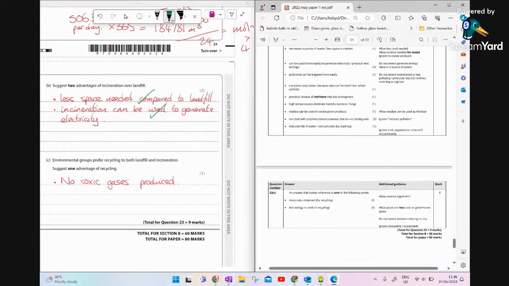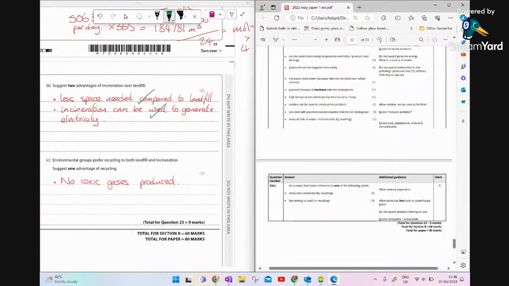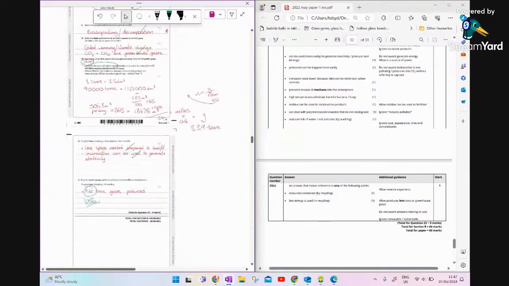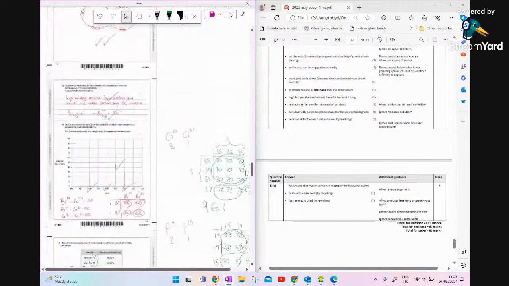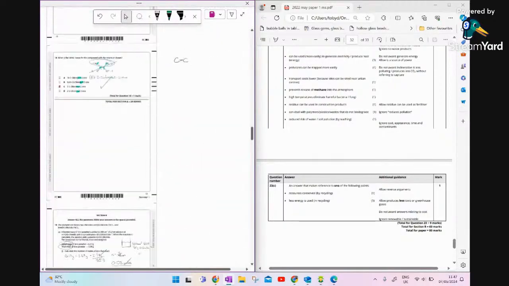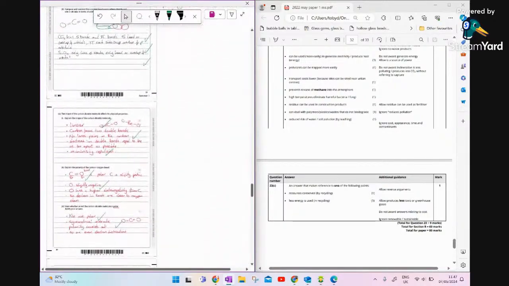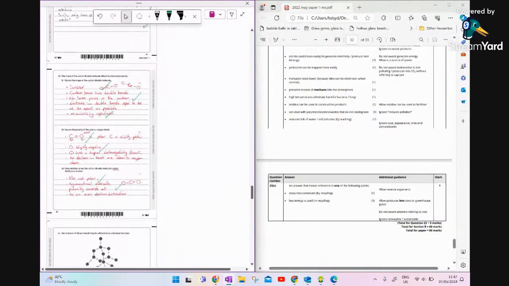No toxic gases. Answers: as resources are conserved, less energy lost. Allow produces less toxic or greenhouse gases. I lose the mark. Less. Easy fix, I'll add it in. Interesting question. What a great set of information. Guys, all I can say to you is take your time, RTFQ it, read the full question.